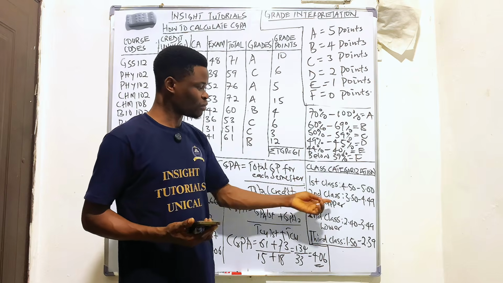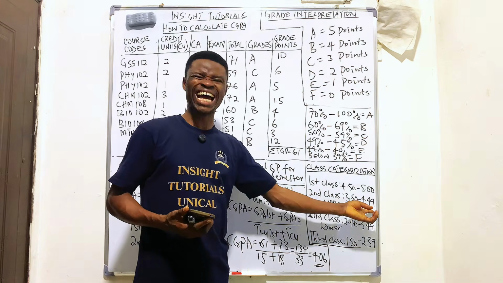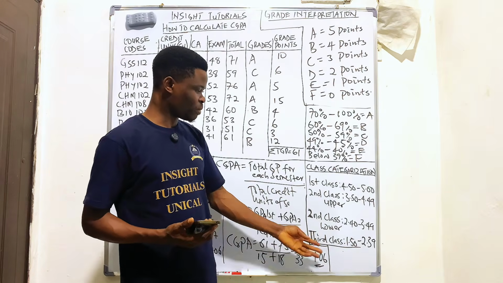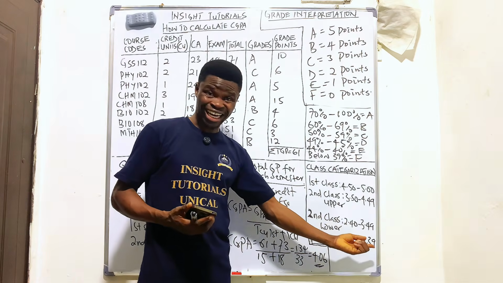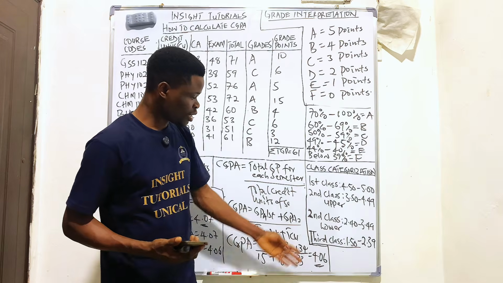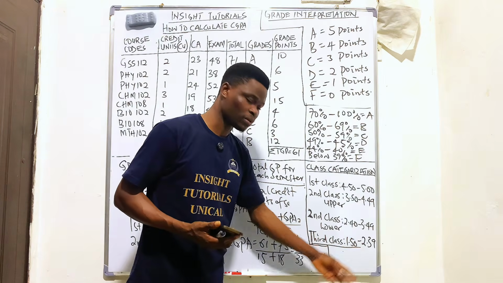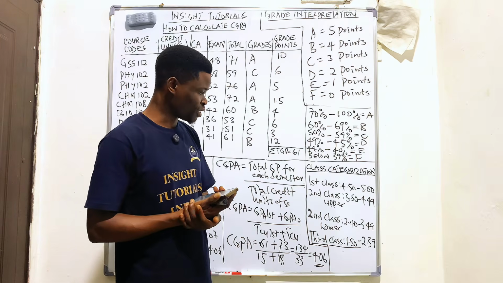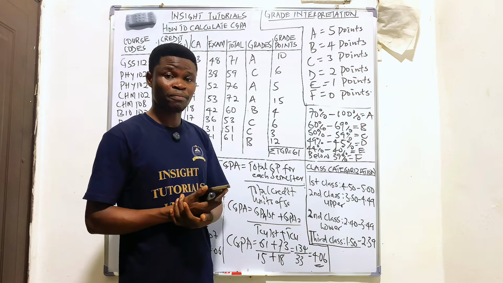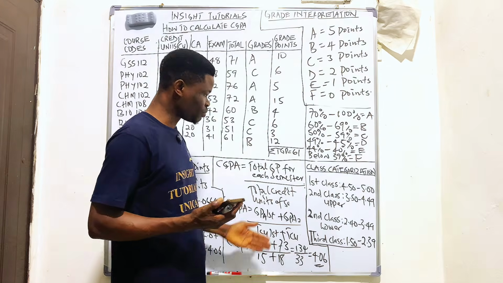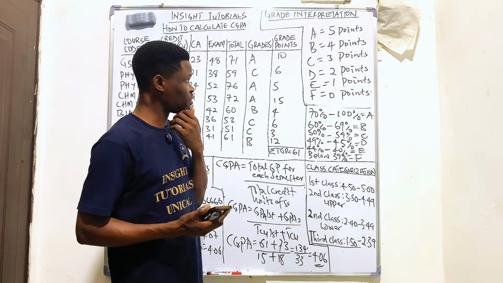If your CGPA falls between 3.50 to 4.49, you are said to be a second class upper. If the CGPA falls between 2.40 to 3.49, you are a second class lower. That's your ranking. If your CGPA falls between 1.50 to 2.39, you fall in the third class category. Now, it's very, very important that you gauge where you fall. Now, there's something else I want to tell you that is very, very important.